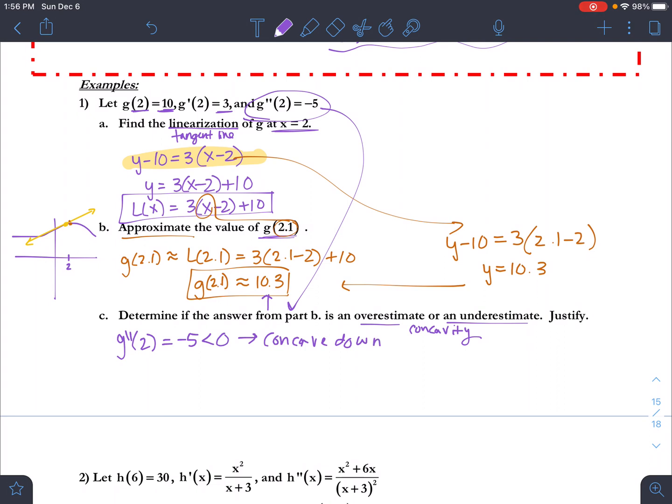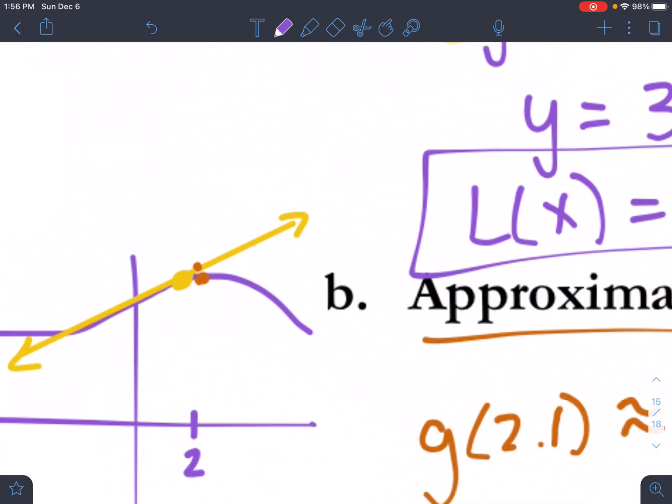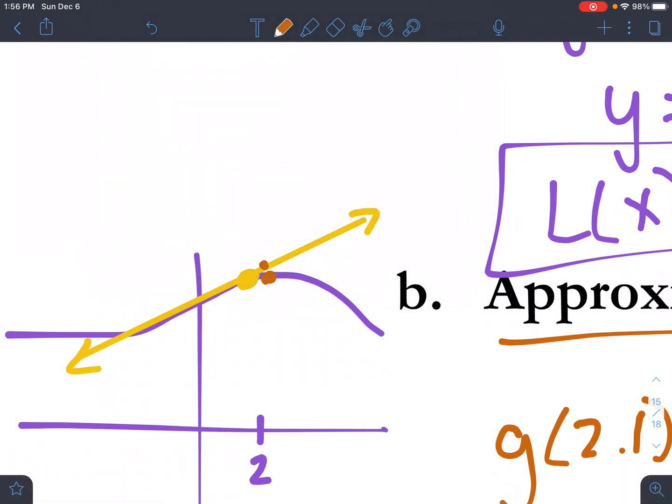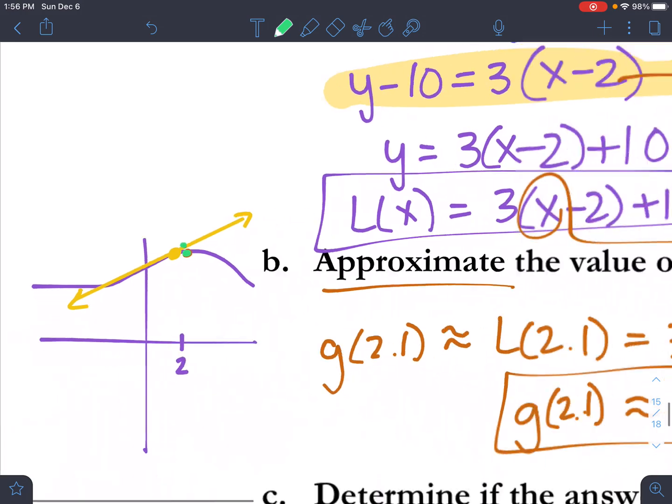Okay, it's concave down, so if I asked you, concave down, is the tangent line above or below? Well, you can tell right here it's above. The tangent line is above. Now we're not going to say above and below, we're going to say over and under estimate. If we're above something, that's an overestimate. But if you want to see why, let me use a different color, this green. This is actually g of 2.1, and this is what we approximated it to be. So since the line is above, we were a slight overestimate for what g of 2.1 actually is.